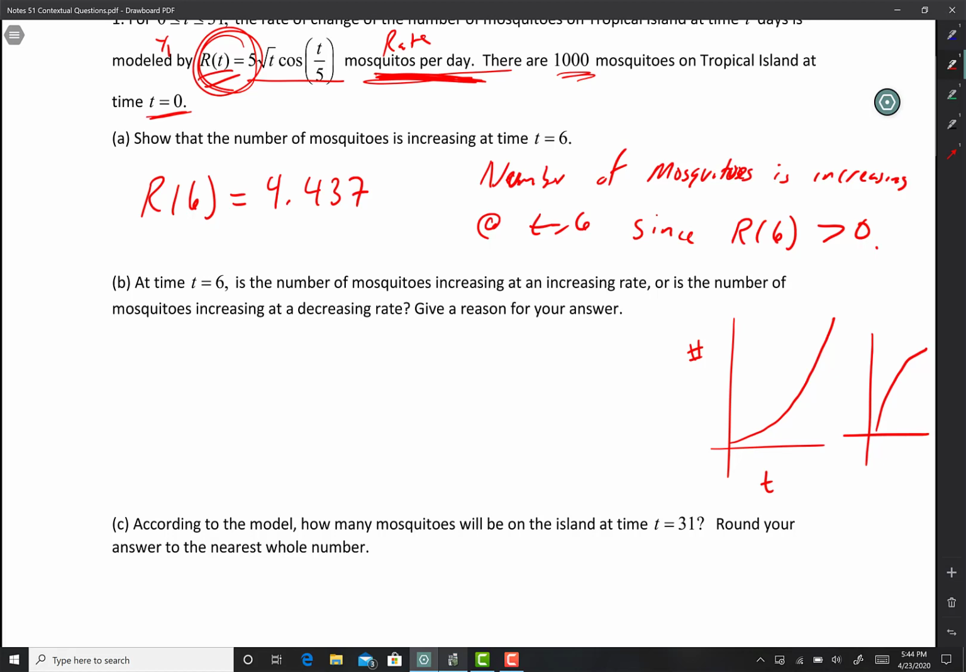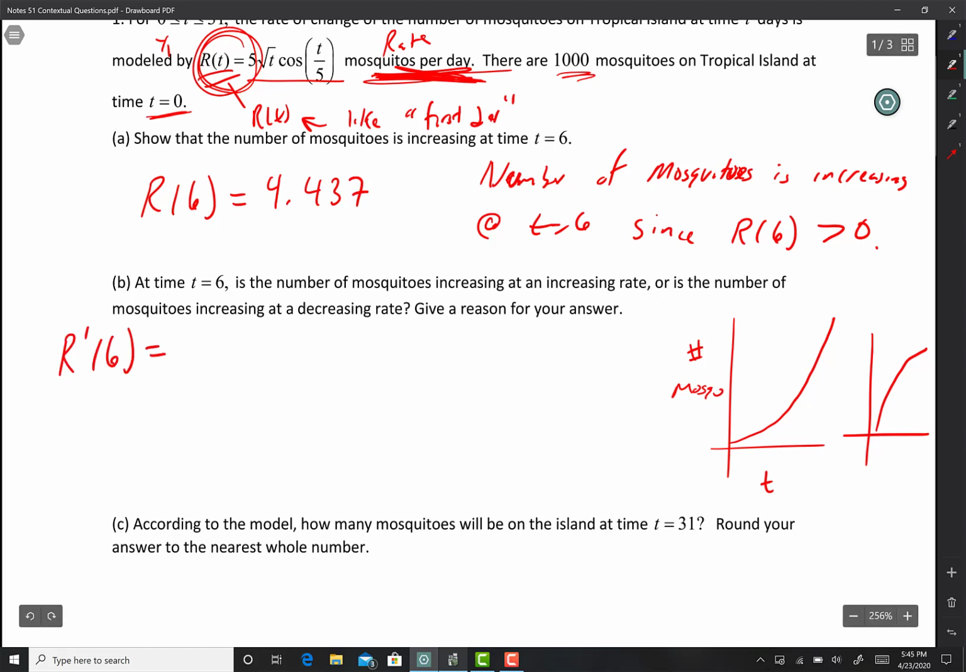So usually when I'm finding concavity of a function, it's a second derivative. But remember, R of t is like a first derivative, if you're talking about the number of mosquitoes. The number of mosquitoes is the function, and this is the rate of change of mosquitoes per day. So I need to take another derivative, the derivative of R of t. I'm going to find what R prime of 6 is. This is like a quote unquote second derivative compared to the number of mosquitoes. And I'm going to see if it's positive or negative.